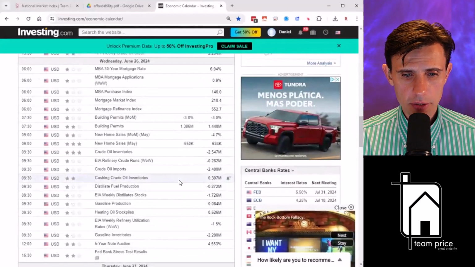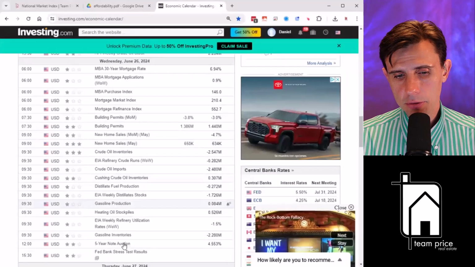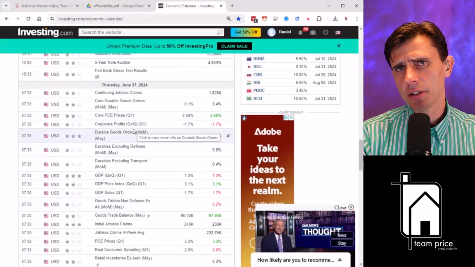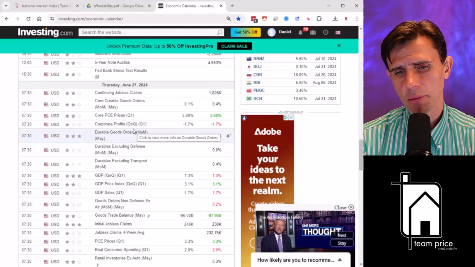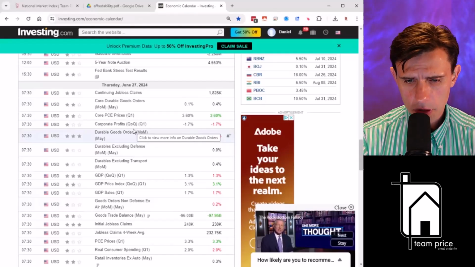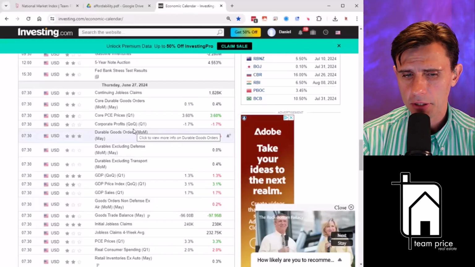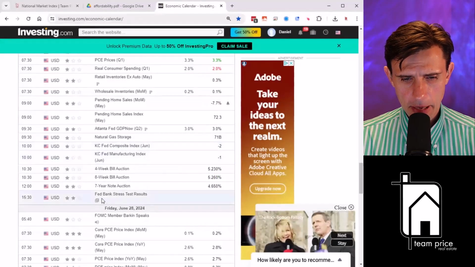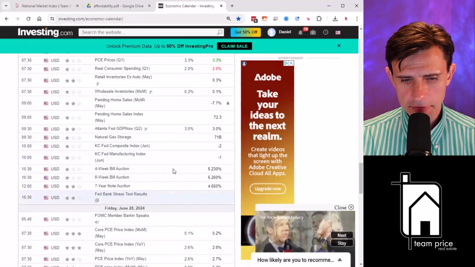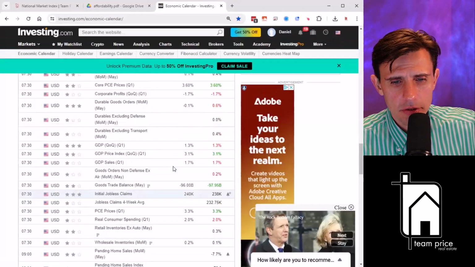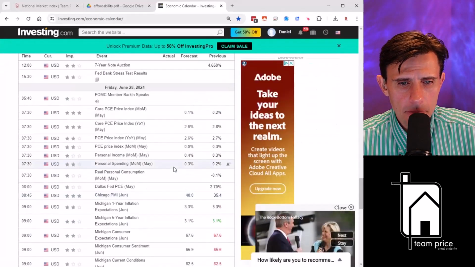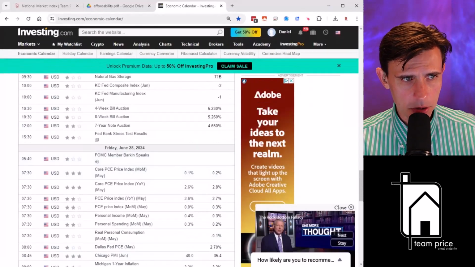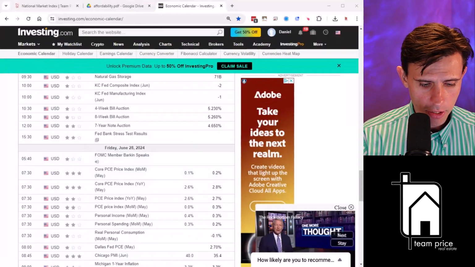We have, on Wednesday, building permits, new home sales, and a 5-year auction. On Thursday, we've got PCE. This is inflation, personal consumption expenditure. That's going to be important, very important. We've got GDP sales, what's going on with the overall health of the economy. We've got the bank stress test results at 15:30, which is 3:30, on Thursday. And then on Friday, we've got more inflation numbers. So that's what's going on.